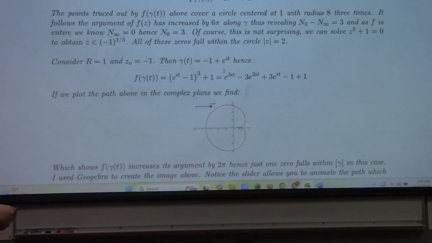So that means that the argument of f of z has increased 6 pi along gamma, which tells us that the number of zeros minus the number of poles is 3, and since f clearly doesn't have any poles, it's an entire function, that means that we have 3 zeros for z cubed plus 1 within the circle of radius 2, right? Of course, this isn't surprising because we know how to find the 3 zeros with our calculator.